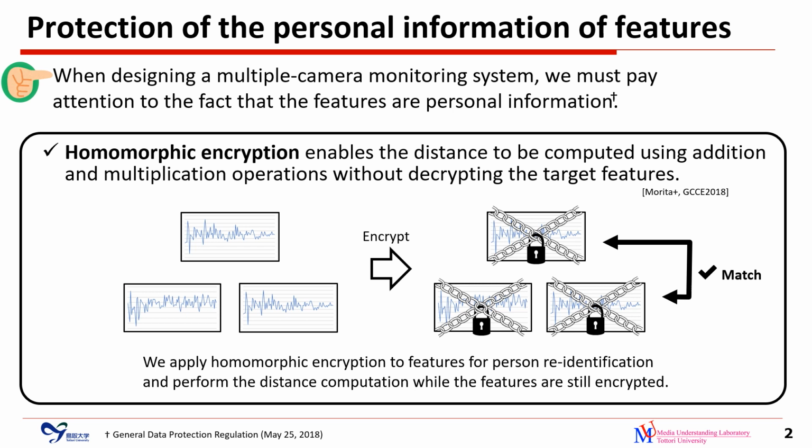To protect the personal information of the features, we focus on homomorphic encryption. Homomorphic encryption enables the distance to be computed using addition and multiplication operations without decrypting the target features. We apply homomorphic encryption to features for person re-identification, and we perform the distance computation while the features are still encrypted.